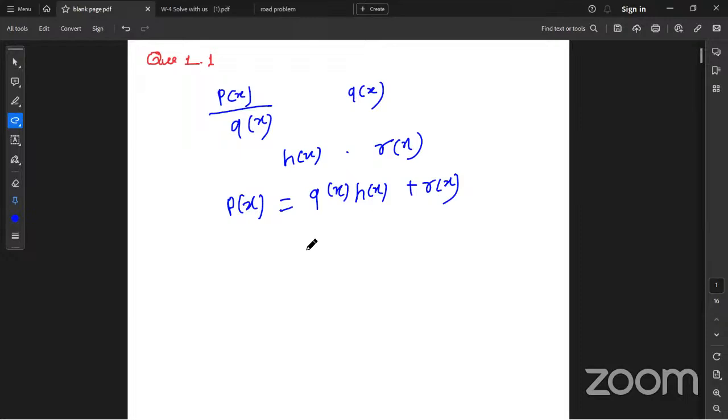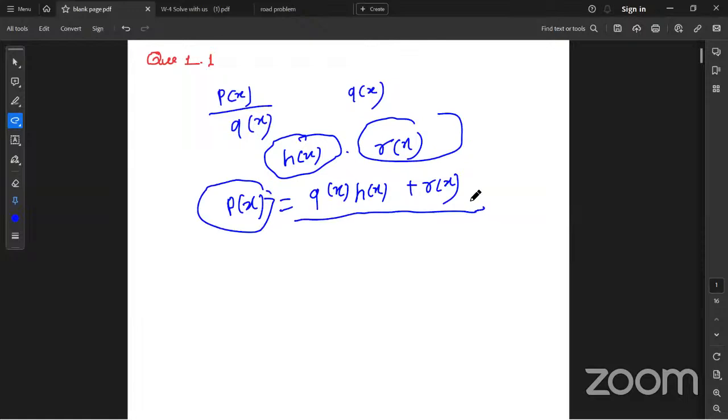Please answer me, so it will be more interactive. Whenever you divide a polynomial by another polynomial, you always get two polynomials h(x) and r(x), such that you can write p(x) like this, right? So the question is saying, what will be the minimum degree of this r(x)? Zero, right?